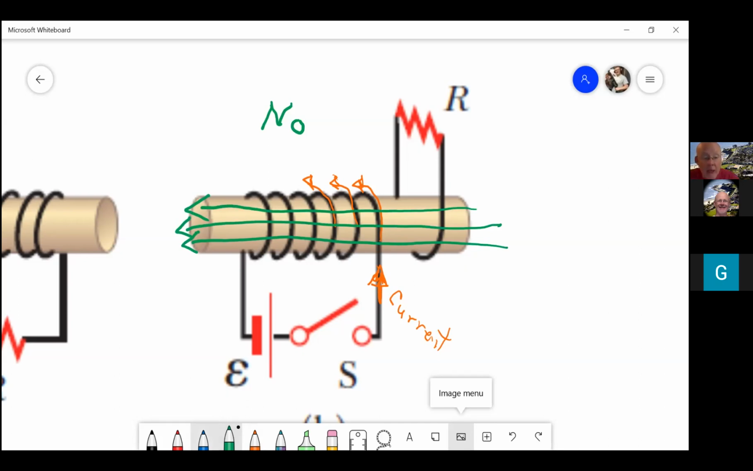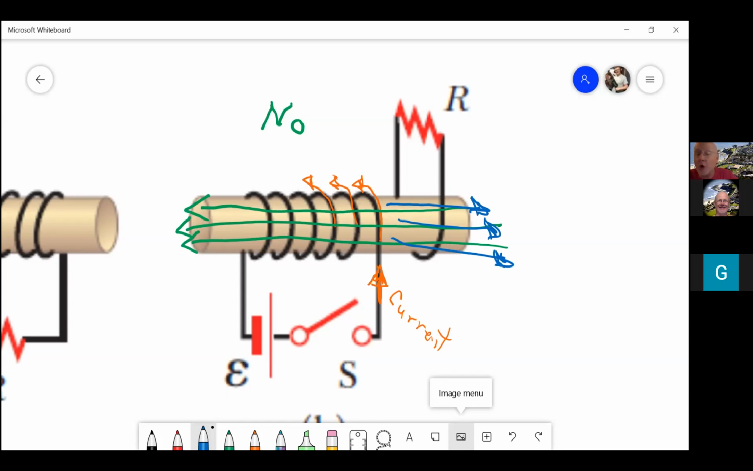Now, remember Lenz's law. Lenz's law says that the induced flux opposes the change. Remember, there was nothing to begin with. Now, all of a sudden, we close the switch, and there is flux going from the right to the left. So, I'm going to draw some blue arrows to represent the flux in what I often call the secondary. Because Lenz's law, I'll say it again, wants to oppose the change. Remember, there was no flux.